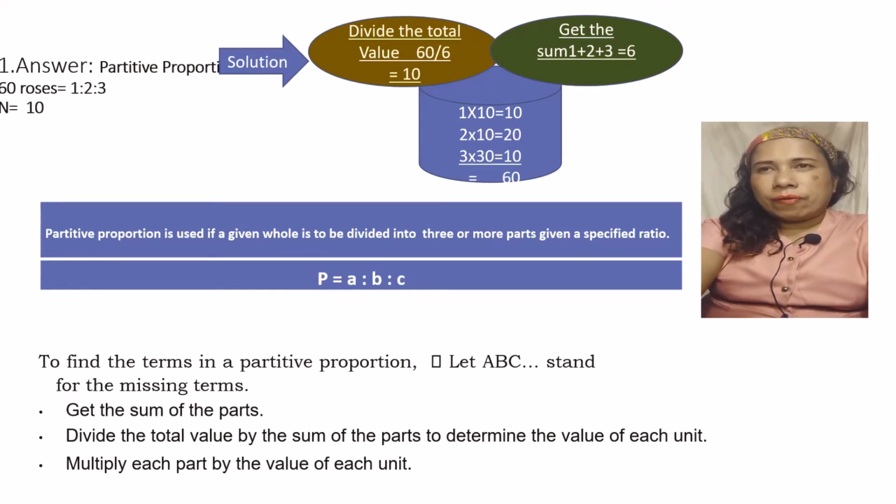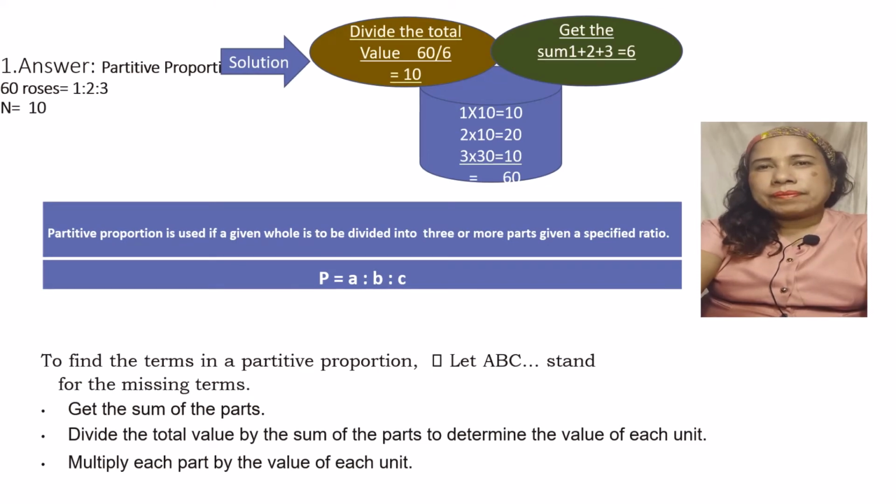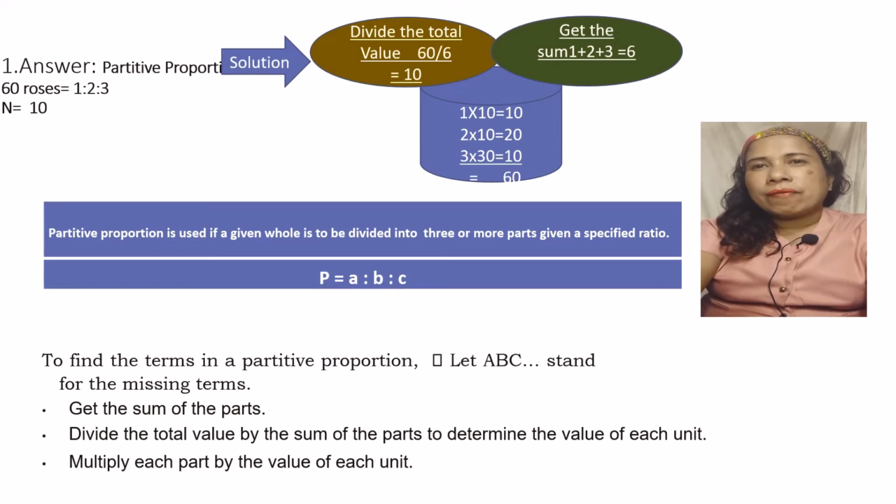To check if your answer is correct, if it is a proportion, we will check. 1 times 10 is equal to 10. 2 times 10 is equal to 20. 3 times 10 is equal to 30. So the total amount is 60 roses. So it is a proportion. Partitive proportion is used if a given whole is to be divided into 3 or more parts, given a specified ratio.